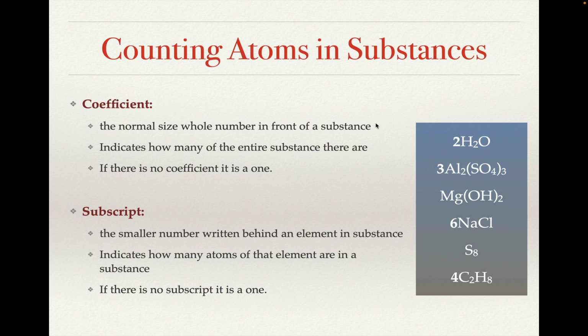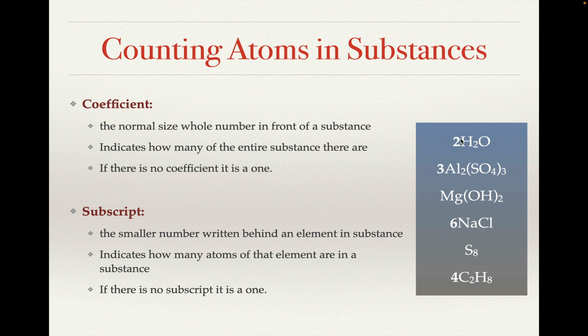Now, here's your rules for counting. We have two different numbers we have to look at. One's called a coefficient. That's the normal size number in front of the substance. That's like the 2 here, the 3 here, the 6 here, the 4 here. Those are our coefficients, we call those, okay?